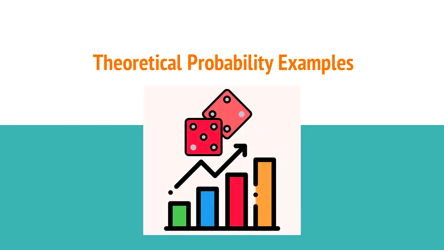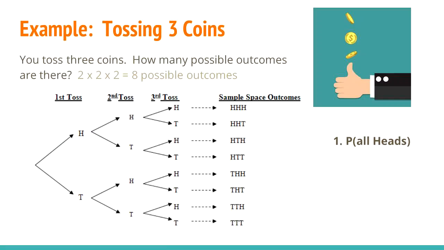Let's put some theoretical probability examples together. Going back to the 3-coin toss. So we're tossing 3 coins. We already did this first question. How many possible outcomes are there? There are 8, and we found that with the multiplication principle.